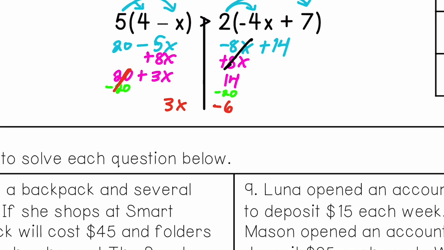And let's divide at the end. So I divide by 3. From there, I get x is equal to negative 6 divided by 3, which is negative 2. And then I said equal to, I'm sorry, guys, greater than negative 2. X is greater than negative 2.